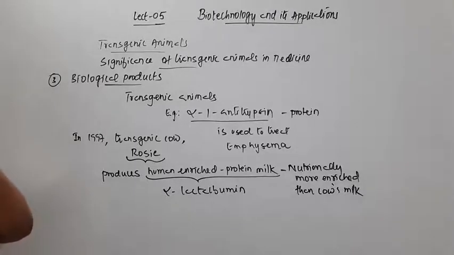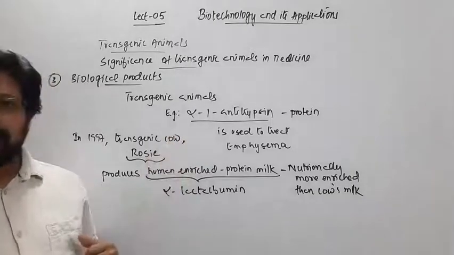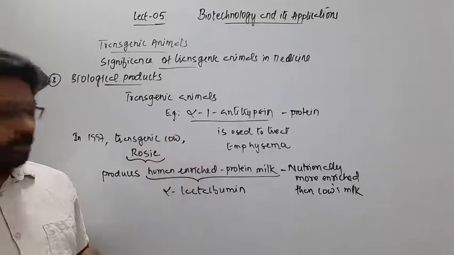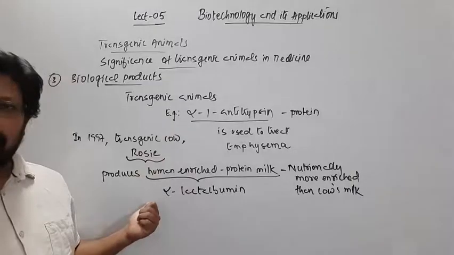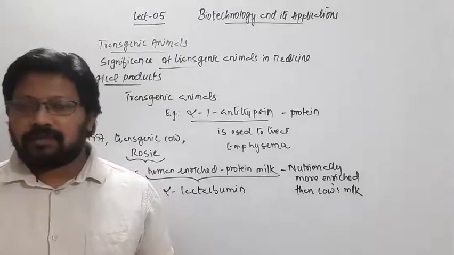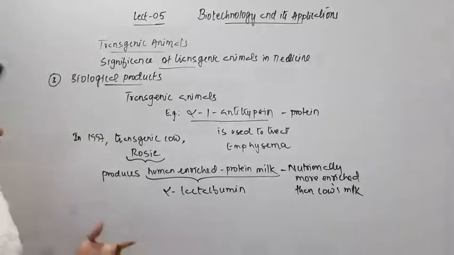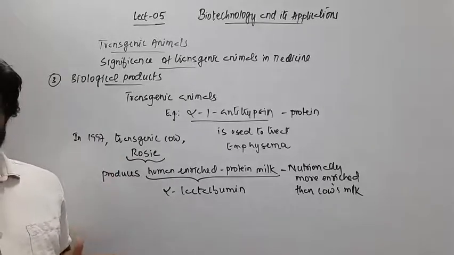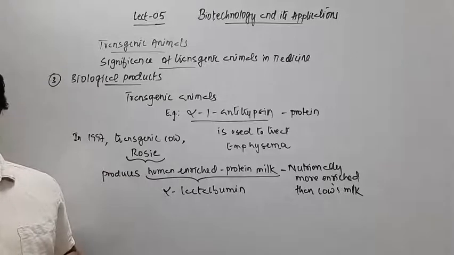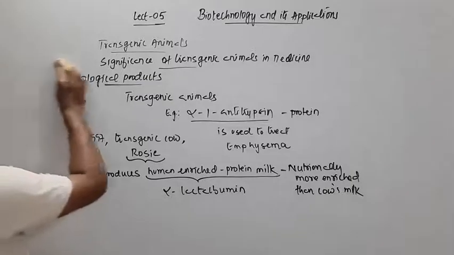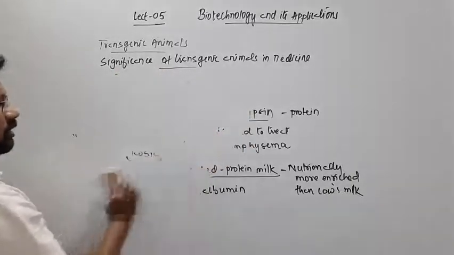In this case we have seen two examples of biological products. One is alpha 1 antitrypsin, which is used to treat diseases like emphysema. The other solves the problem where most mothers like to feed the young ones with cow's milk: the transgenic cow Rosie produces milk that is almost similar to human milk. So that's about making biological products using transgenic animals.